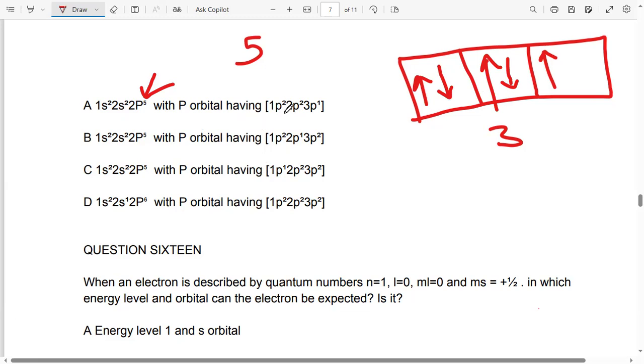So with the p orbital, in the first p we have 2, in the second we have 2, and in the third one we have 1, which is exactly what I'm seeing here. Okay, so the best answer here is A.